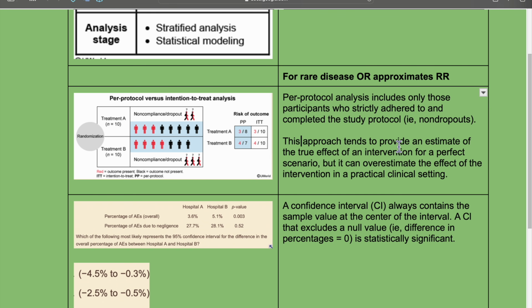So this approach tends to provide an estimate of the true effect of an intervention for a perfect scenario, but it can overestimate the effect of the intervention in a practical clinical setting. Okay, when you're doing per protocol, it can provide an estimate of the true effect of the intervention for a perfect scenario, however, it can overestimate the effect of the intervention in a practical clinical setting. Okay.